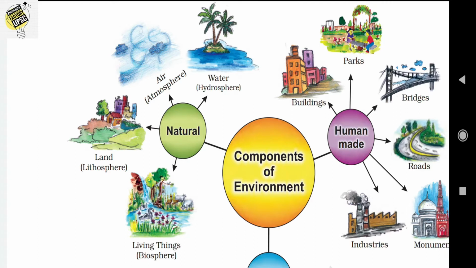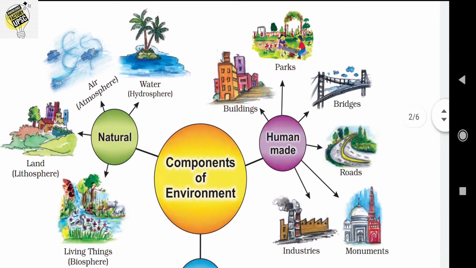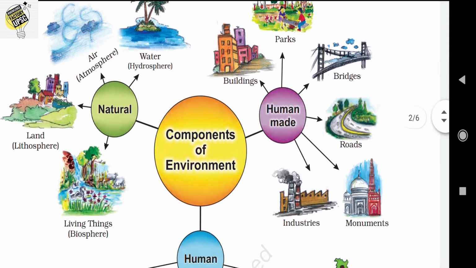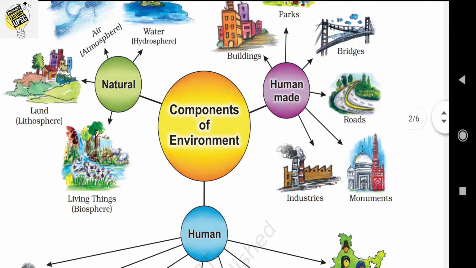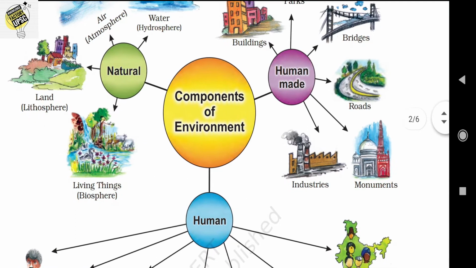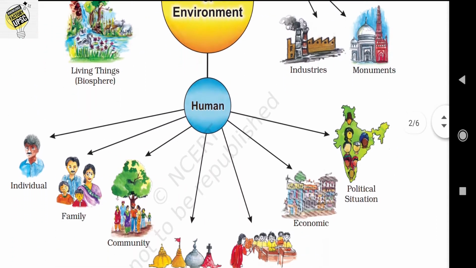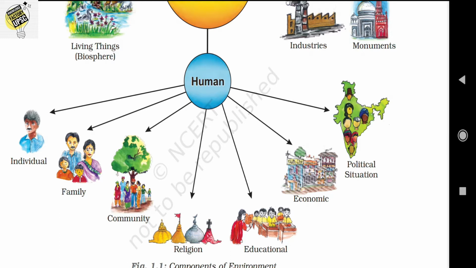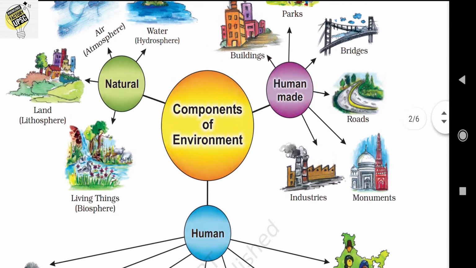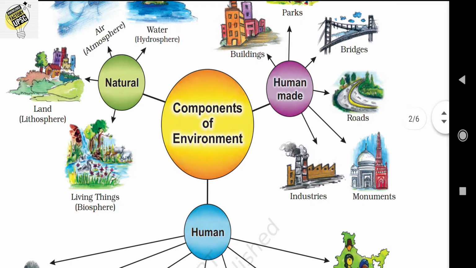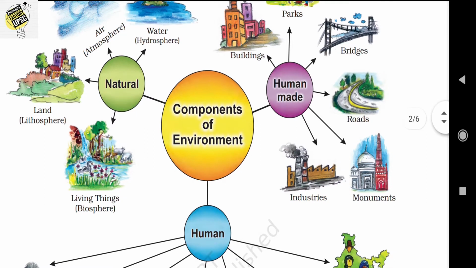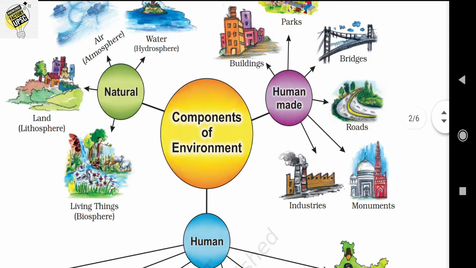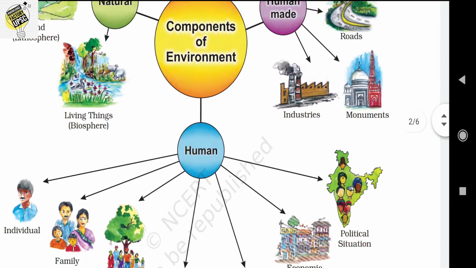We will discuss all these four factors in detail. The human-made items include buildings, parks, bridges, roads, monuments, industries, and other human-made structures. The third one is human capital, which includes individual, family, community, region, education, economic, and political situation. So the components of environment are mainly divided into three types: natural, human-made, and human. The natural is very important because it includes our hydrosphere, atmosphere, lithosphere, and biosphere. And there are also human-made components and human factors itself.